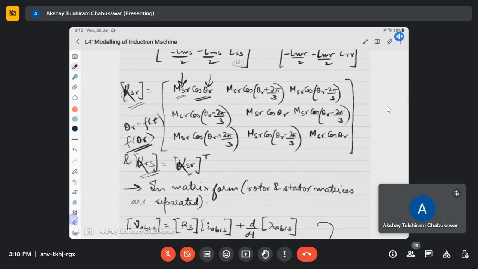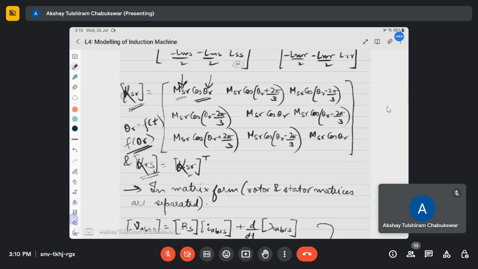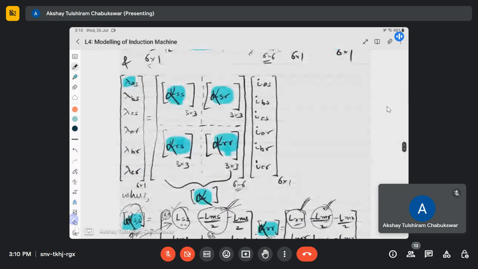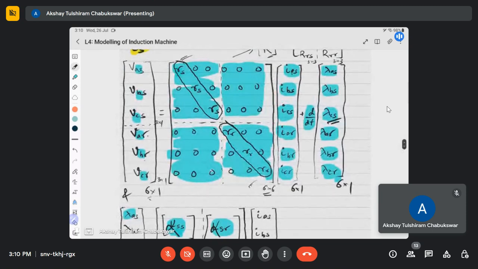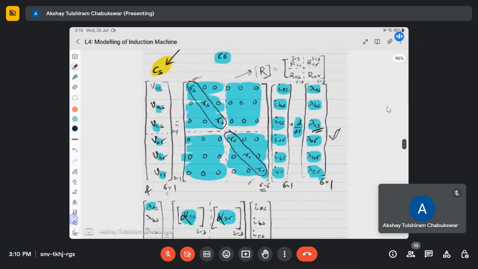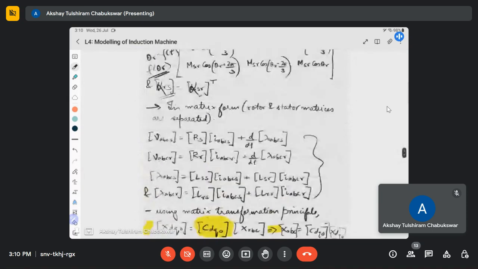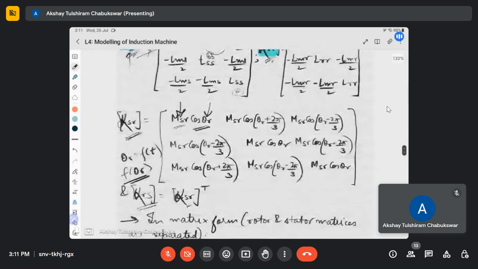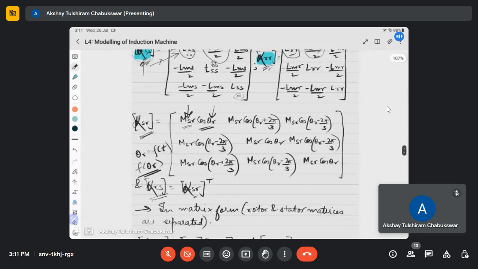So in order to model the induction motor, you should accurately track the rotor position to get this inductance matrix, so that you can substitute these submatrices here and get a dynamic equation. What is our aim? Why do we model an induction motor in a DQ frame? To get rid of these time varying terms: cos theta r, cos theta r plus 2 pi by 3, and cos theta r minus 2 pi by 3. The other term is the MSR term.